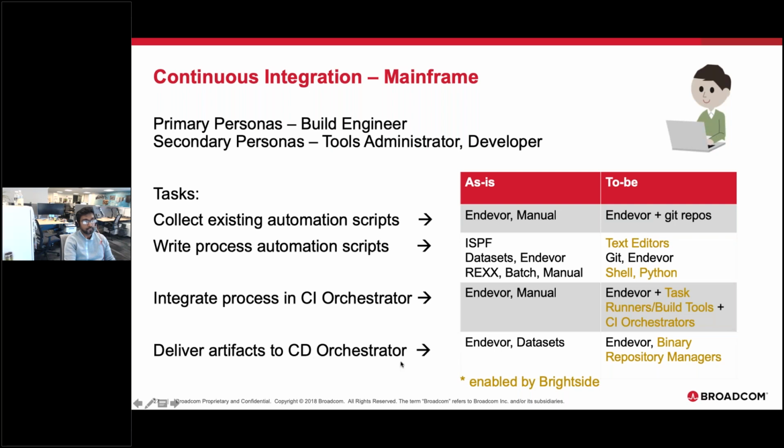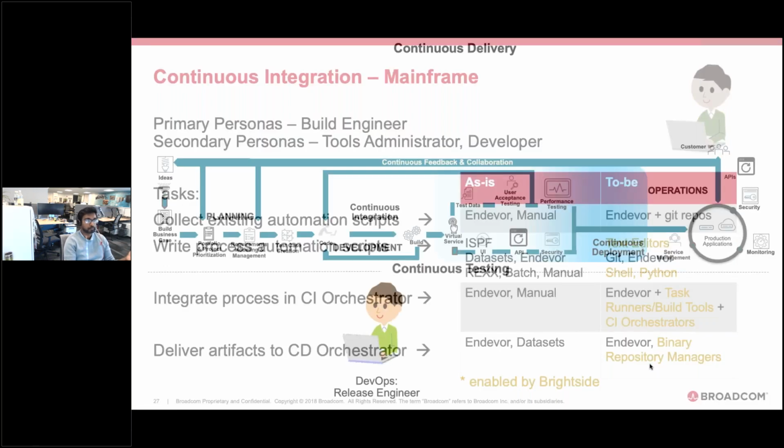Finally, delivering these artifacts to the continuous delivery orchestrators, today they're likely again in Endeavor or in just data sets, even outside of Endeavor if you're using other SCMs. There's sometimes no reason to move these binary artifacts outside of Endeavor. It's perfectly fine to access them from there. But I have heard of some where they want to standardize where these artifacts are stored, maybe in binary repository managers like Artifactory and such. So that might also come into play for our build engineers.